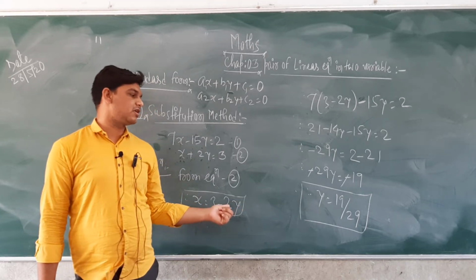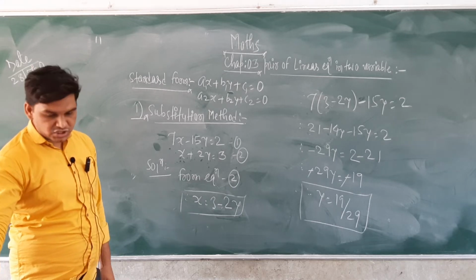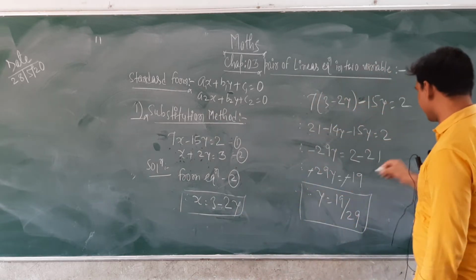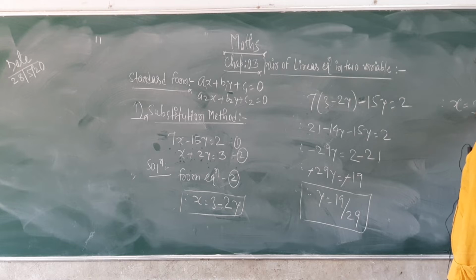So whatever the value of y you get, you apply it into the equation to get x. We apply y equal to 19 upon 29 here. So therefore x equals 3 minus 2 into 19 upon 29, right? So therefore 3 minus 38 upon 29. Now make the LCM here.